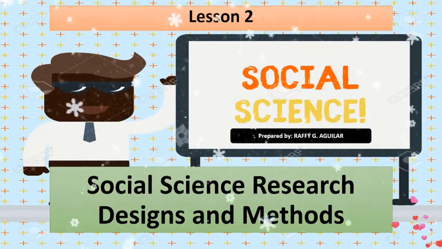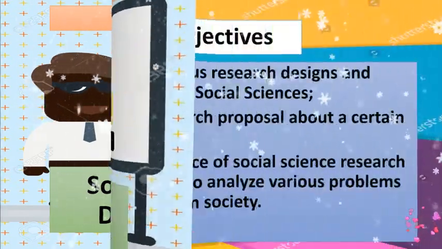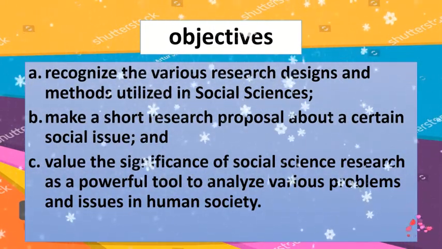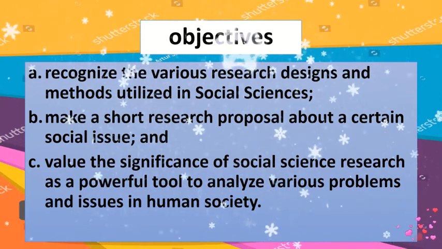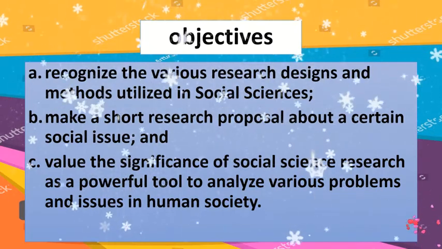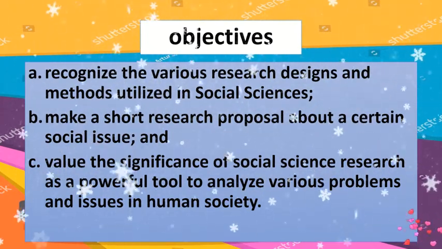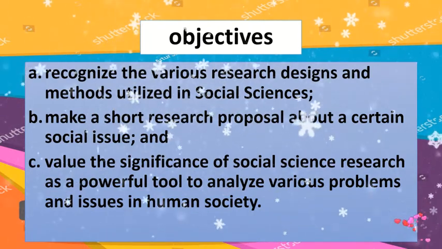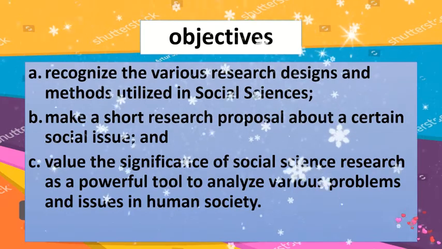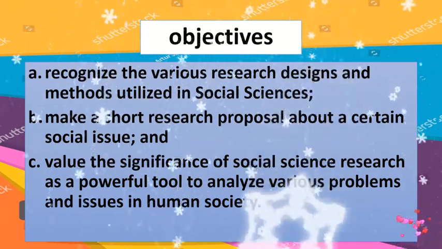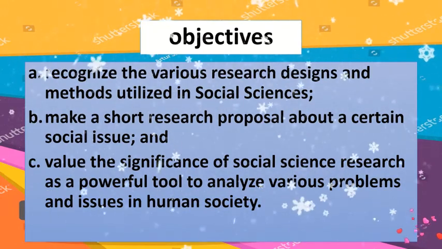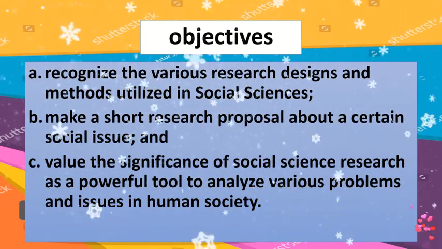So, I have prepared our objectives. First, recognize the various research designs and methods utilized in social sciences. Second, make a short research proposal about a certain social issue. And third, value the significance of social science research as a powerful tool to analyze various problems and issues in human society. So come on, let's begin the discussion.